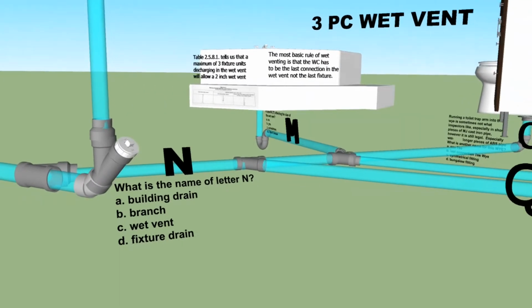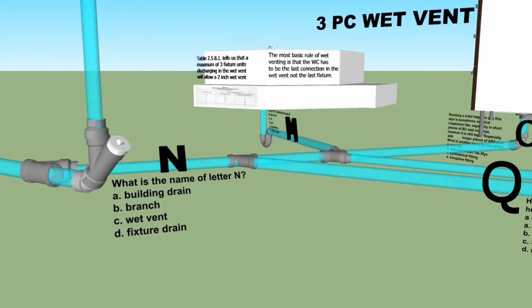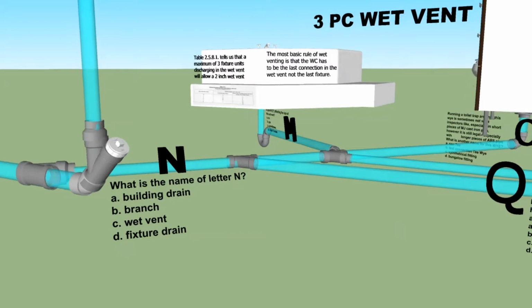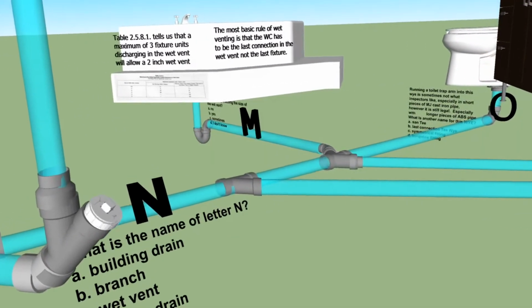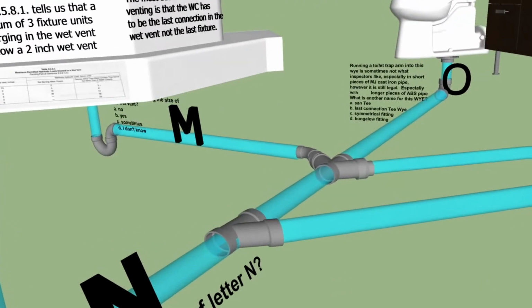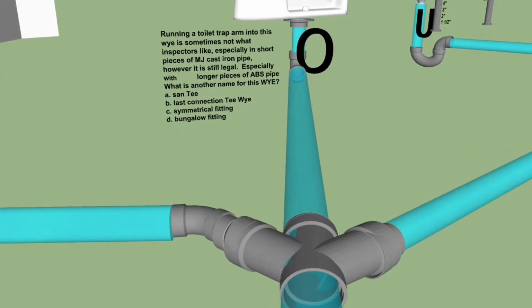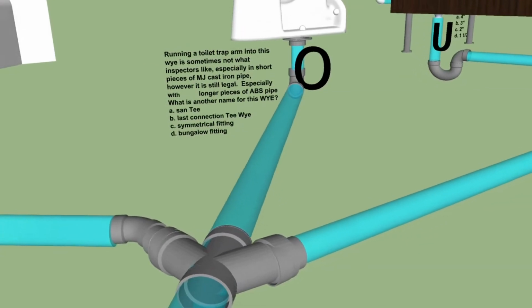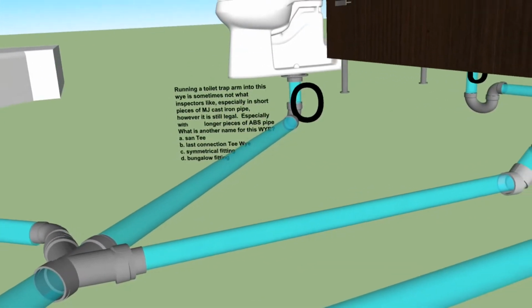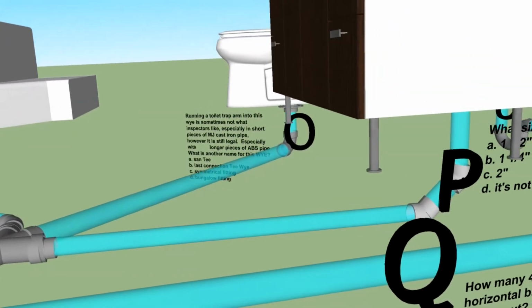N. What is the name of letter N? Is it a building drain, a branch, a wet vent, or a fixture drain? O is the trap arm from the toilet in the basement. Running a toilet trap arm into this Y is sometimes not what inspectors like, especially in short pieces of MJ cast iron. However, it still is legal. Is the answer here A, B, C, or D?